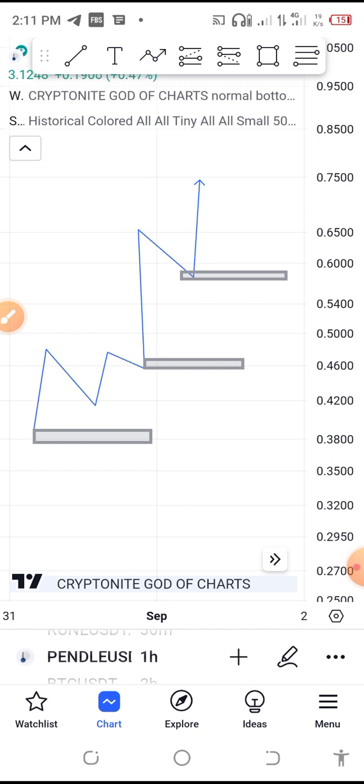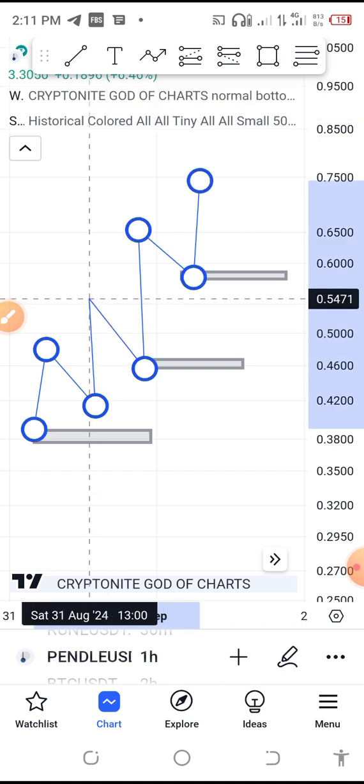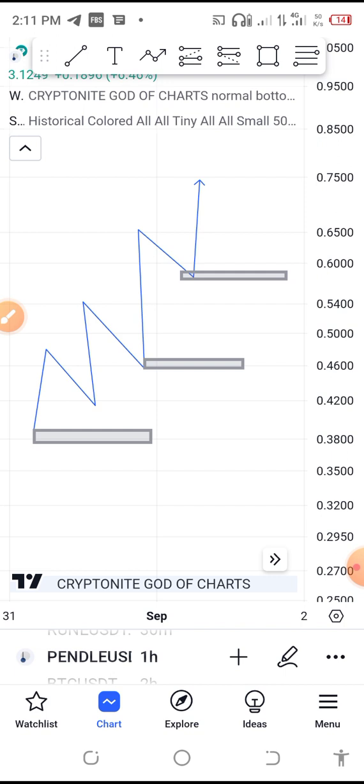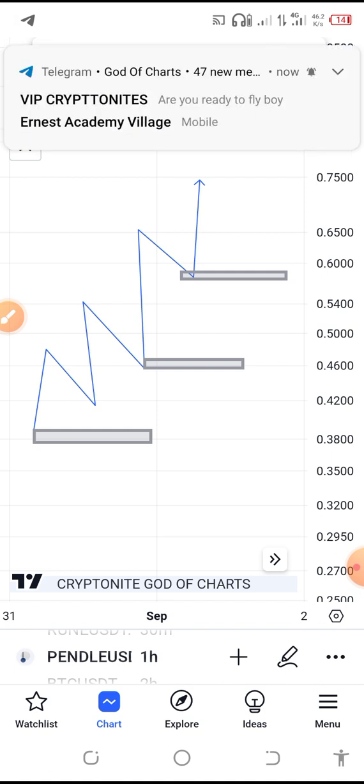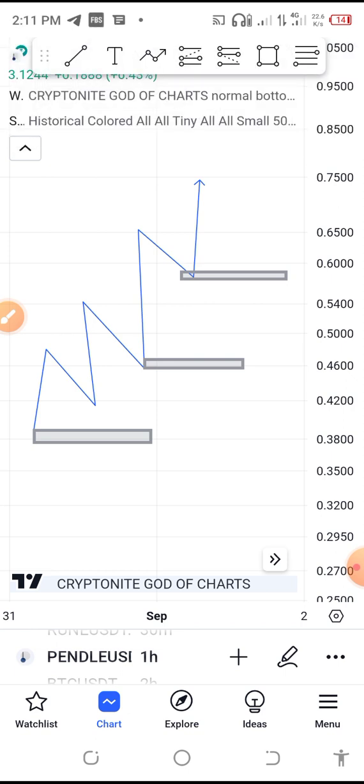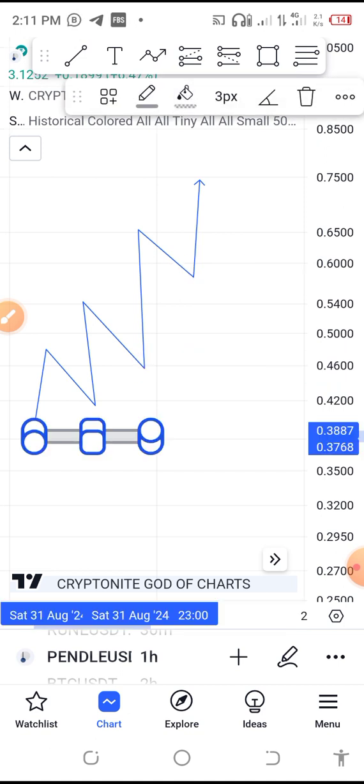Demand. Okay, so when we talk of demand, we also talk of supply. So now let's talk about supply. Now that we've talked about demand, we also have supply. Supply zones are the highest point price reached before it retraced back down.